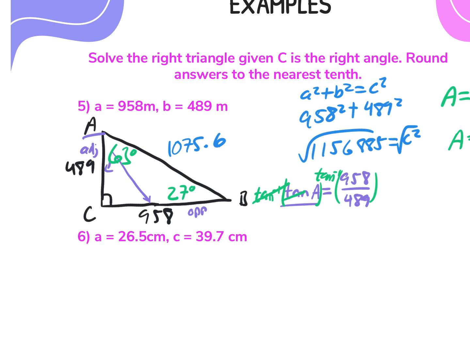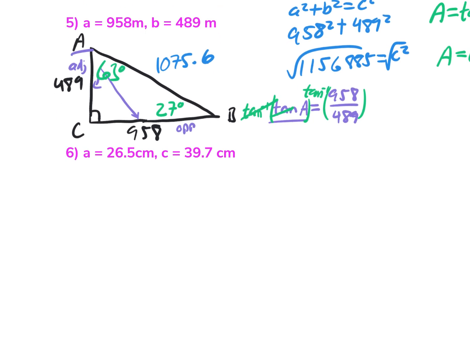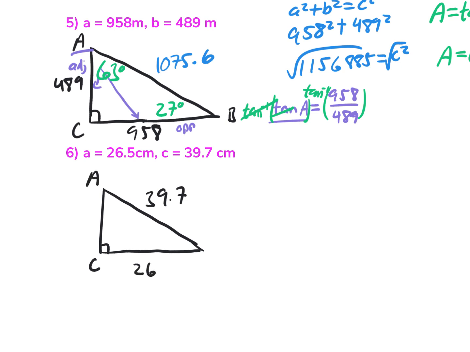Just required different steps. Now we can try the same thing for number 6. I'm going to draw my right triangle. We know that angle C is our right angle, and side C in this case is 39.7 centimeters. I'm going to say that this is A, and side A has to be 26.5 centimeters. I don't know angle B, I don't know side B, and I don't know angle A.